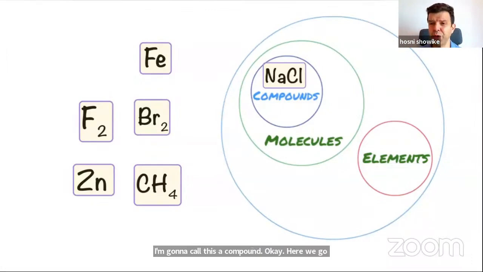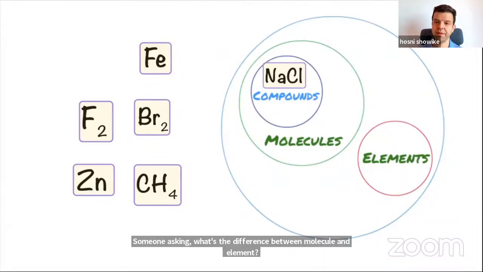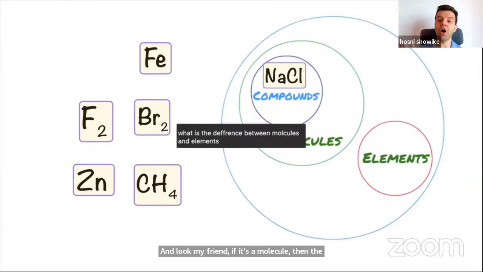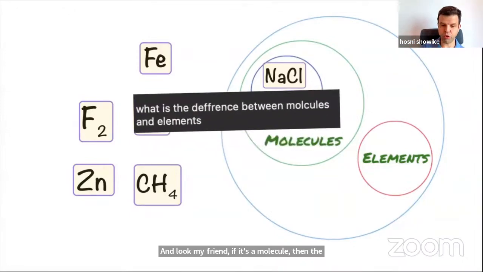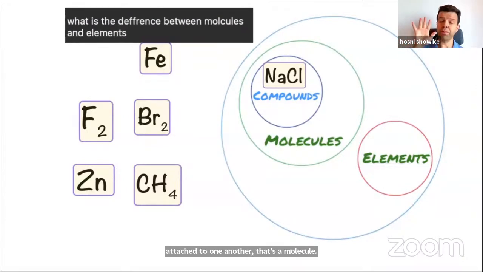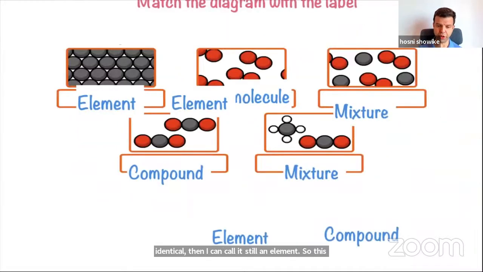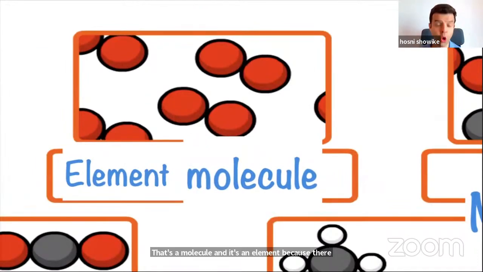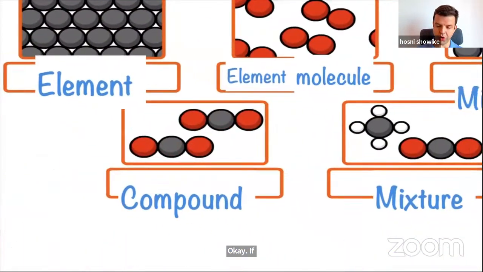Someone's asking, what's the difference between molecule and element? Let me show you the question. Look, my friend, if it's a molecule, then the particles are attached, okay? Two particles attached to one another, that's a molecule. If the attached particles are identical, then I can still call it an element. Do you remember that picture I showed you here? That's a molecule and it's an element because they're one type of particles only, okay? If they're different, then I can call it a molecule or a compound.